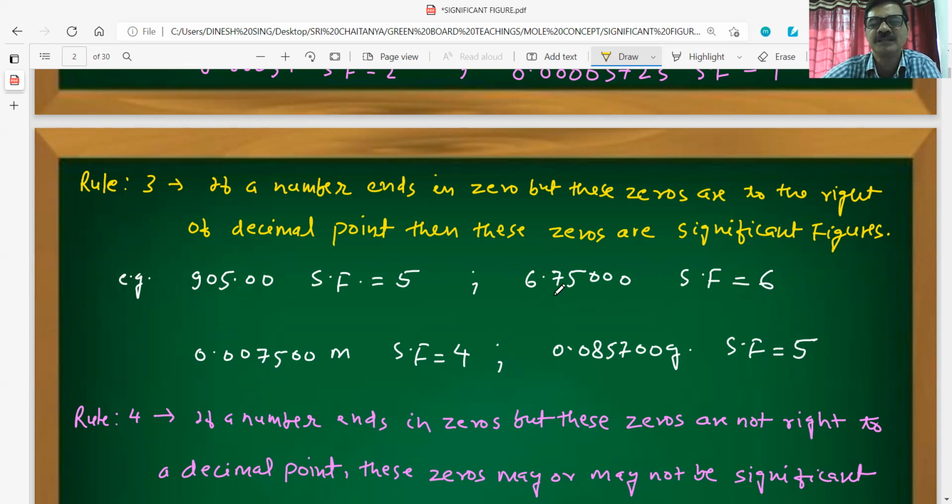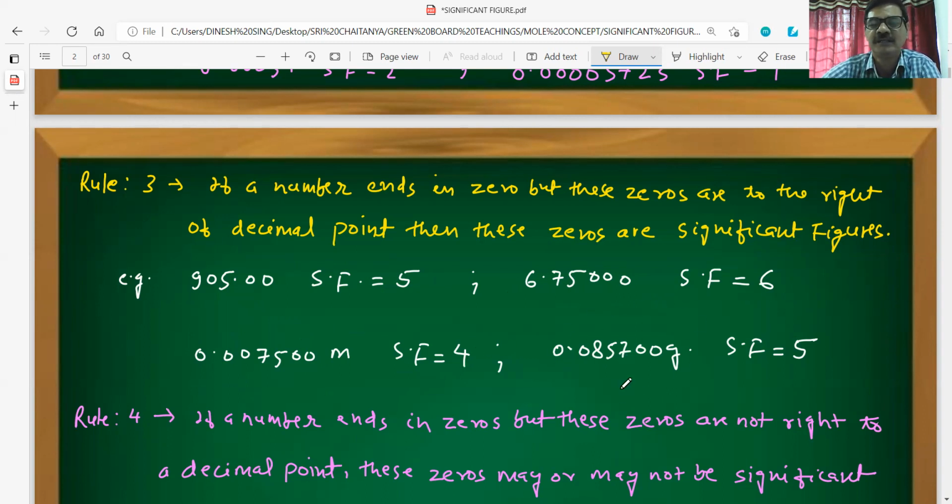In this number 6.75000, significant figures are 6. Here these zeros will not be considered as significant figures. Only these zeros will be considered as significant figures. So this value will be equal to 4.